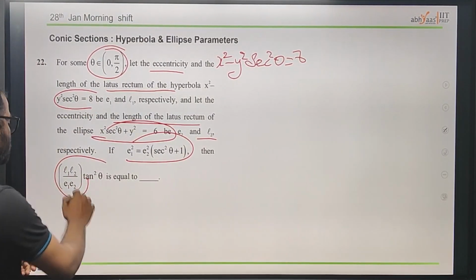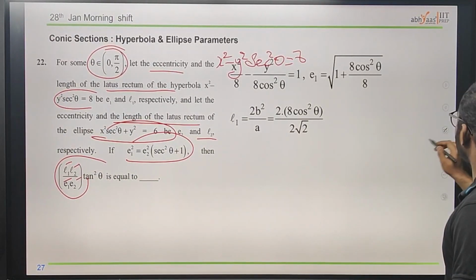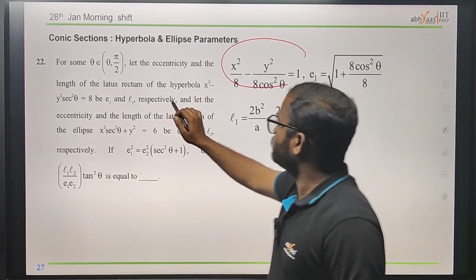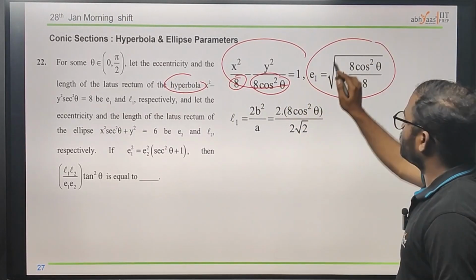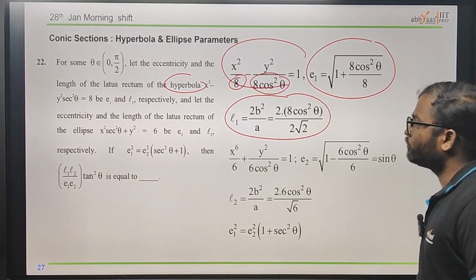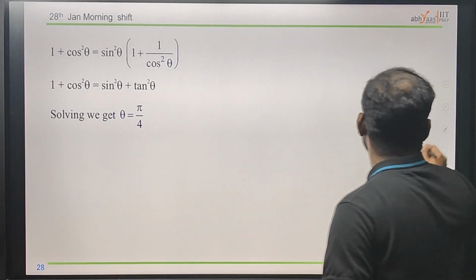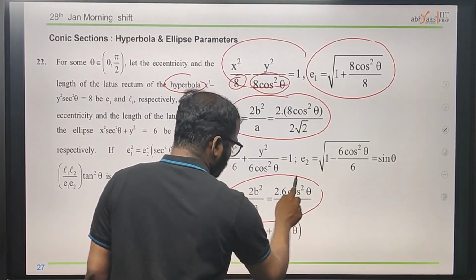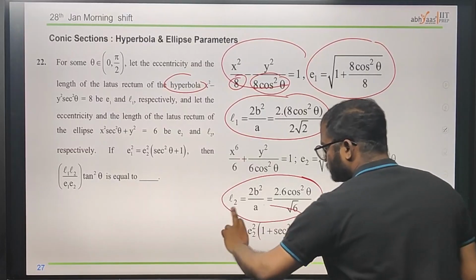Ultimately we need to find L1, L2, E1 and E2 from the information they gave. Making it a hyperbola situation, we have 8 and 8 cos square theta. Similarly, we can easily find E1 and L1, the latus rectum. Now similarly for the other curve we can easily find L2 and E2. Now just multiply, with some simplifications here. Now E1 square is equal to E2 square, which is 1 plus secant square theta.